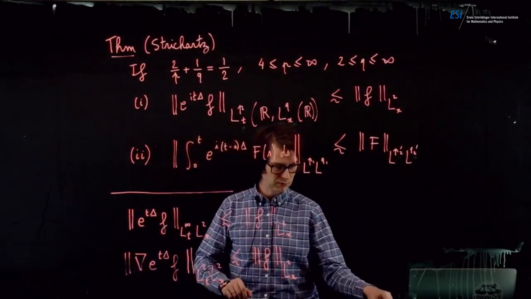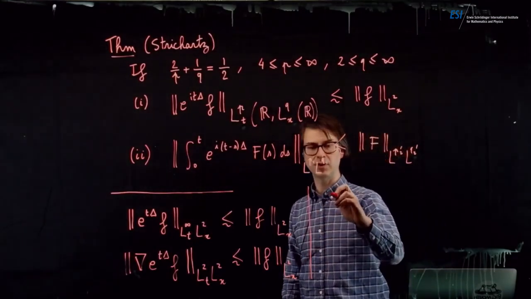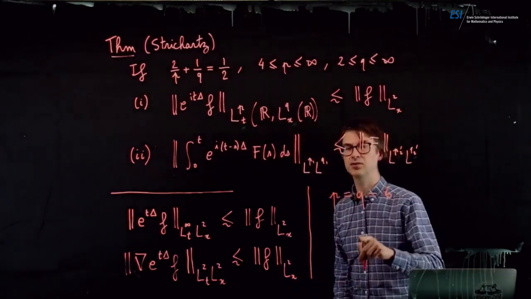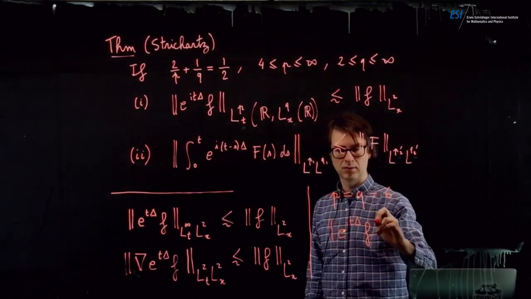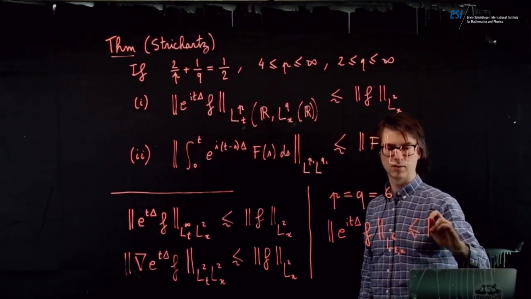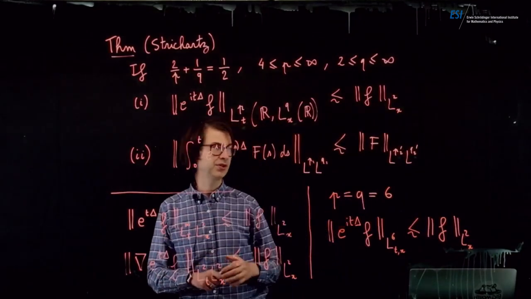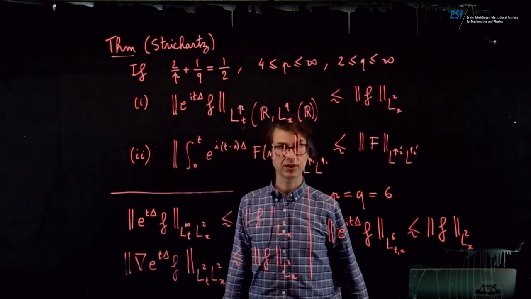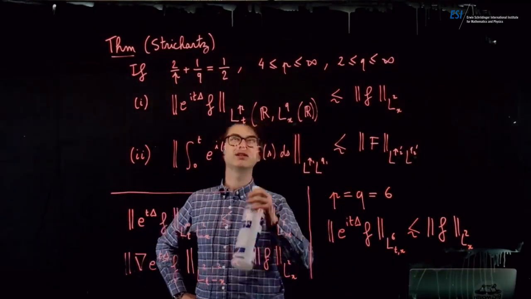Okay. So yes, what we're going to do is to use this result in the specific case where p equals q equals 6, right? And so you see, for instance, the first assertion becomes an estimate in L^6 space-time. So that's the one that we're going to use for the application to the quintic Schrödinger equation. Okay, are there any other questions? Okay, so now let me erase that, and we're going to apply this to the quintic Schrödinger equation.